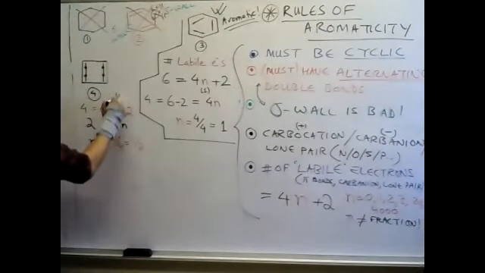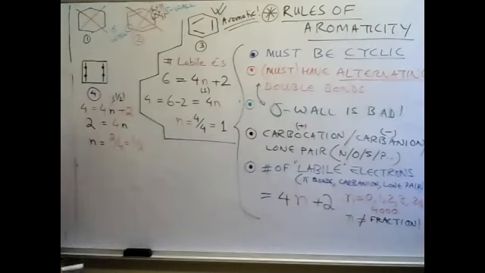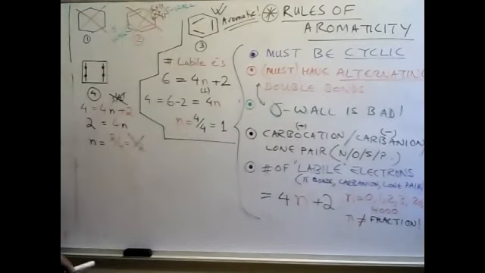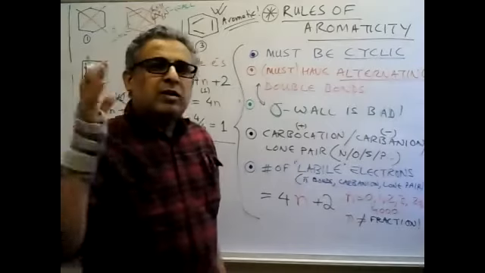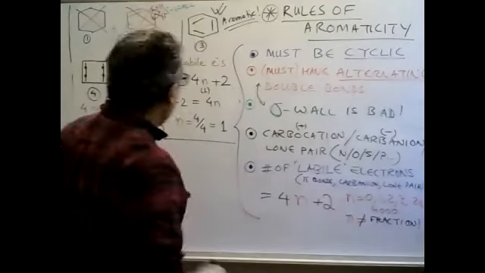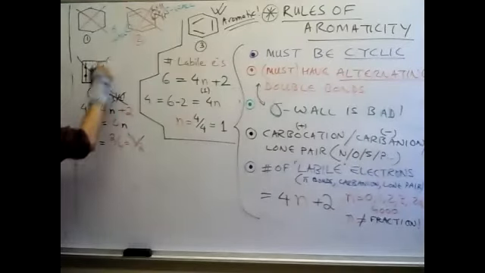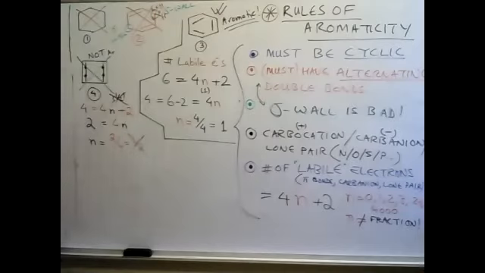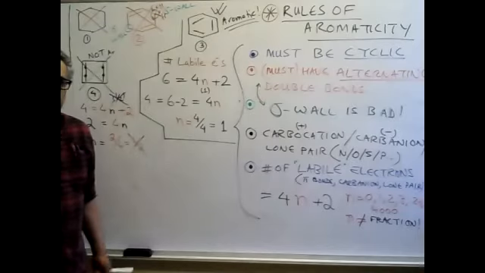When n is half, that's not how the rule is. That doesn't work. Half doesn't work. When n equals half, that's forbidden. That's not allowed. That means not aromatic. Got it? Any questions?